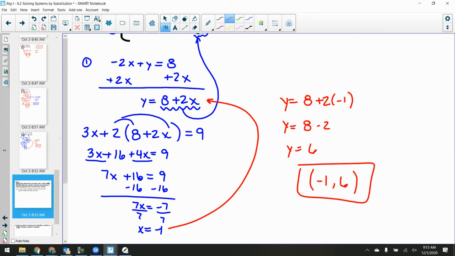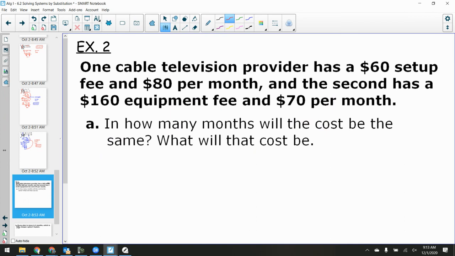Last thing that we got to do here is take a look at a word problem. One cable TV provider has a $60 setup fee and $80 per month. The second has a $160 equipment fee, but charges $70 per month. So one is less per month. The other one charges more up front. And how many months will the cost be the same, and what will that cost be?